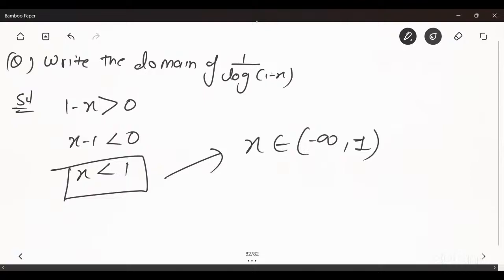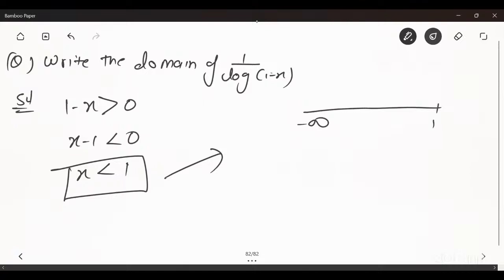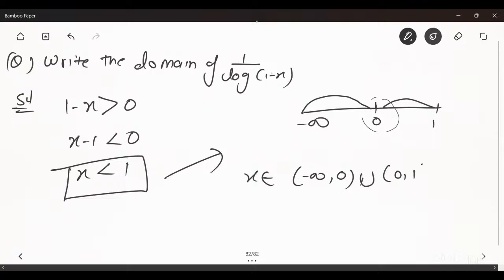Okay, wait. Log does not contain 0. So x less than 1 means minus infinity to 1, but it does not take 0 value. So we will take minus infinity to 0 and 0 to 1, but that is not included. So x belongs to minus infinity to 0 union 0 to 1. So that is important from your exam point of view. That is the most important question.